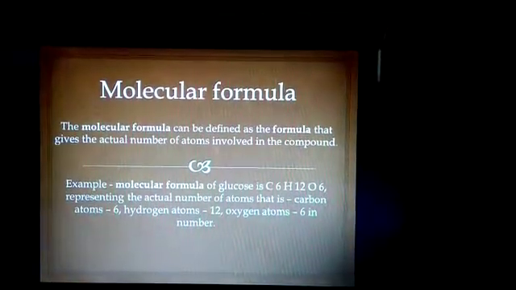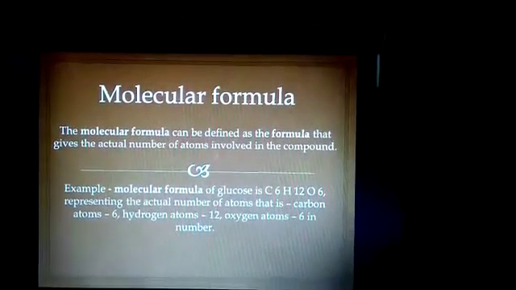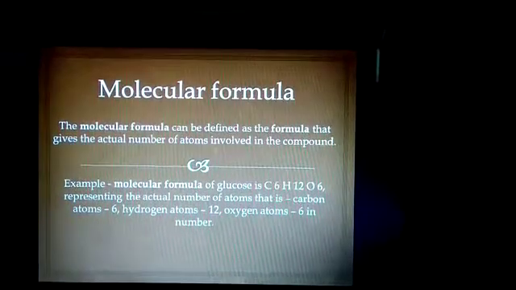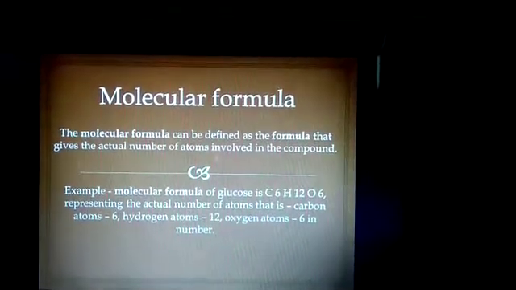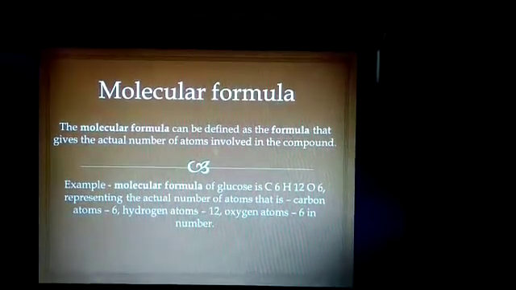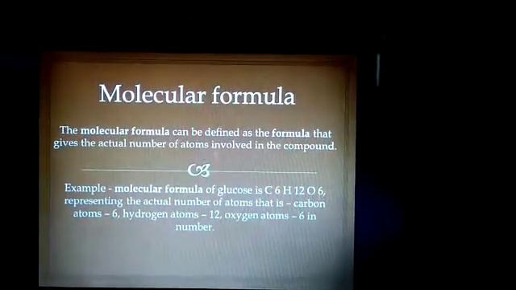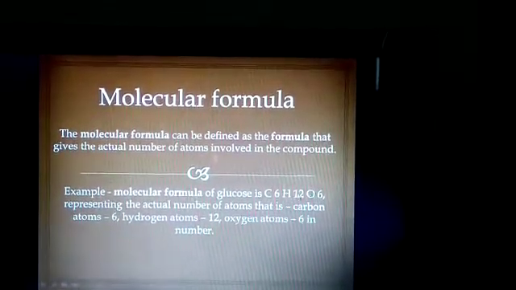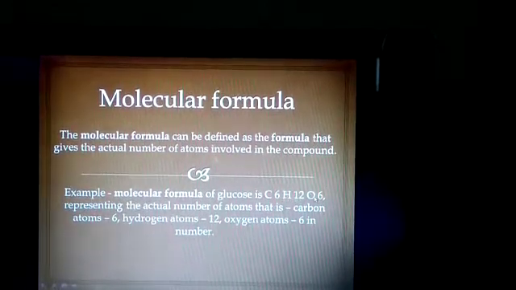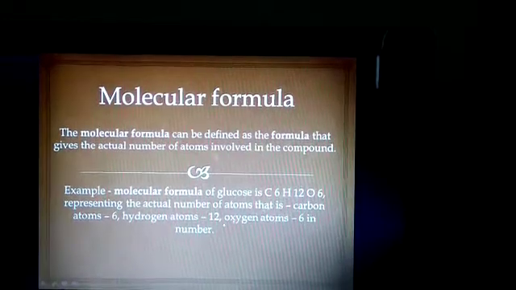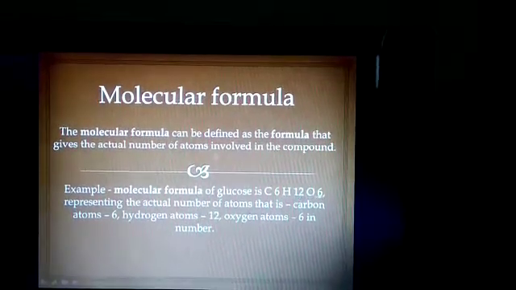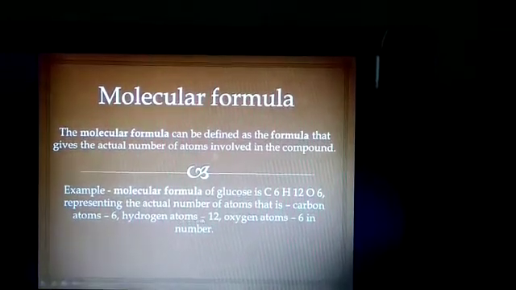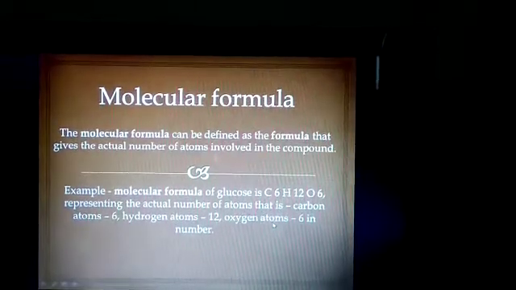Next, molecular formula. The molecular formula can be defined as the formula that gives the actual number of atoms involved in the compound. For example, the molecular formula of glucose is C6H12O6, and based on this formula you can say that it has 6 carbon atoms, 12 hydrogen atoms and 6 oxygen atoms.